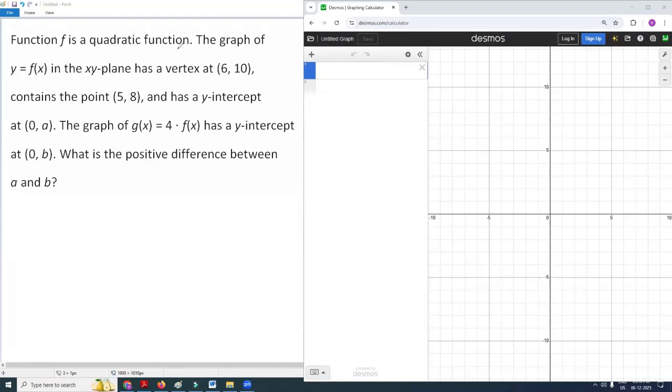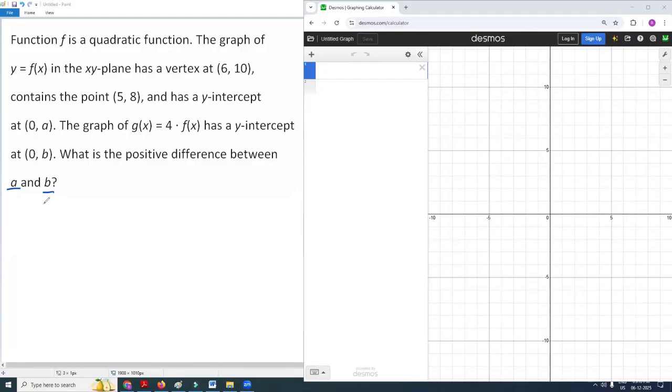Function f is a quadratic function. The graph of y equals f of x in the xy plane has a vertex at (6, 10), contains a point (5, 8), and has a y-intercept at (0, a). The graph of g of x equals 4 times f of x has a y-intercept at (0, b). What is the positive difference between a and b?